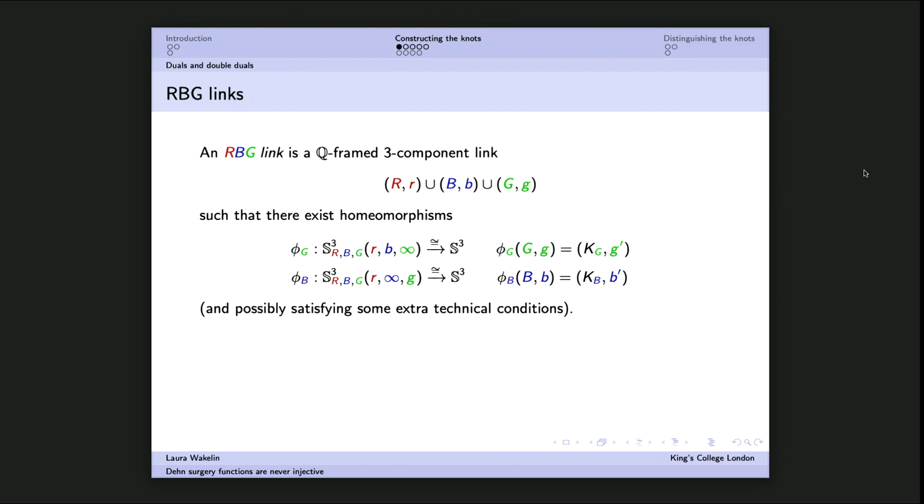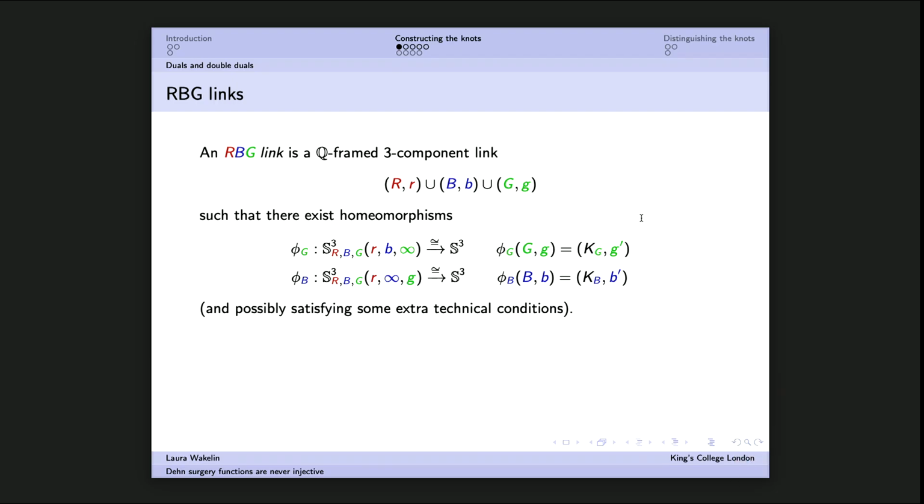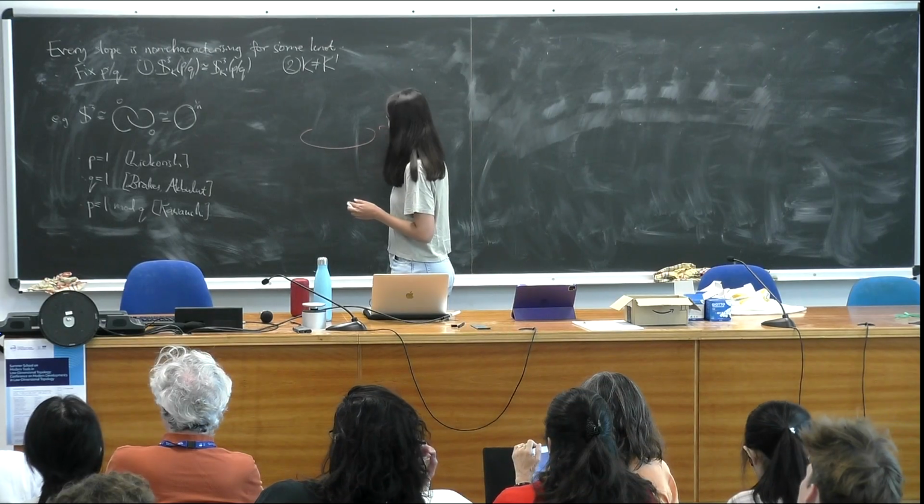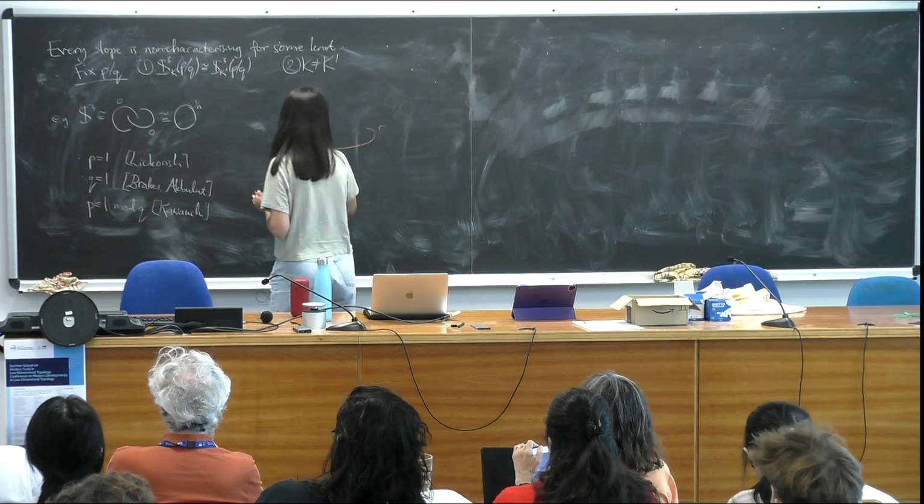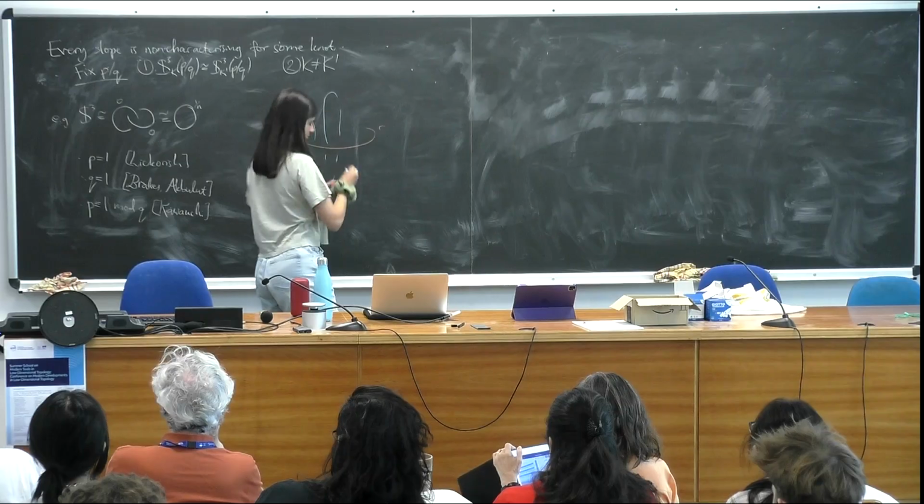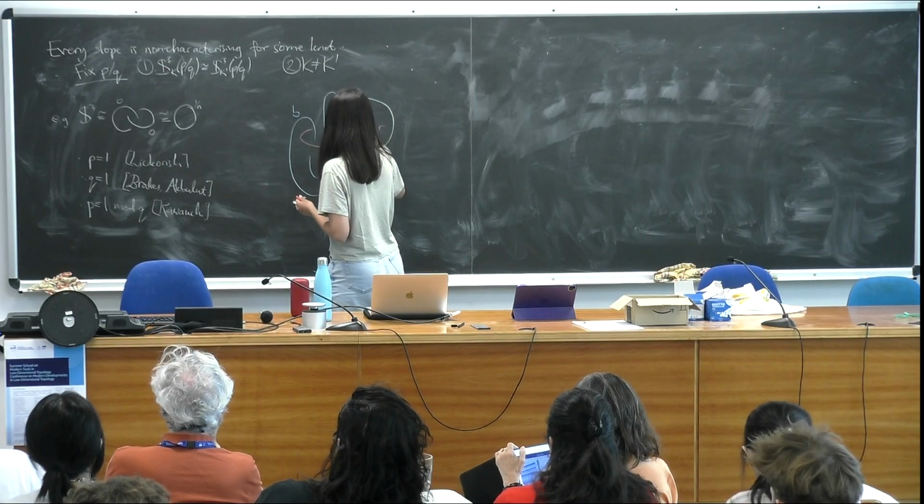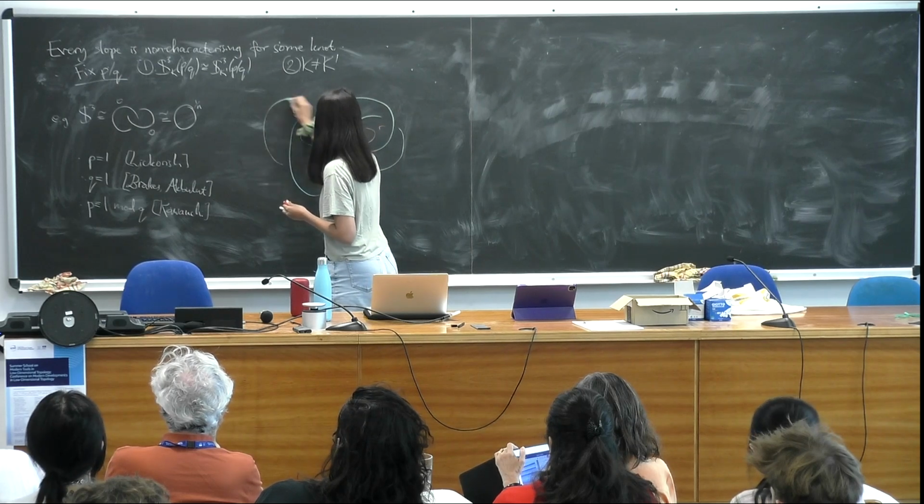Okay, so an RBG link is going to be a rationally framed three-component link, colored red, blue, and green, such that there exist homeomorphisms which cancel pairs of surgeries. So we have a red component with framing little r. We have a blue component with framing little b. And then we also have this green component with framing little g.